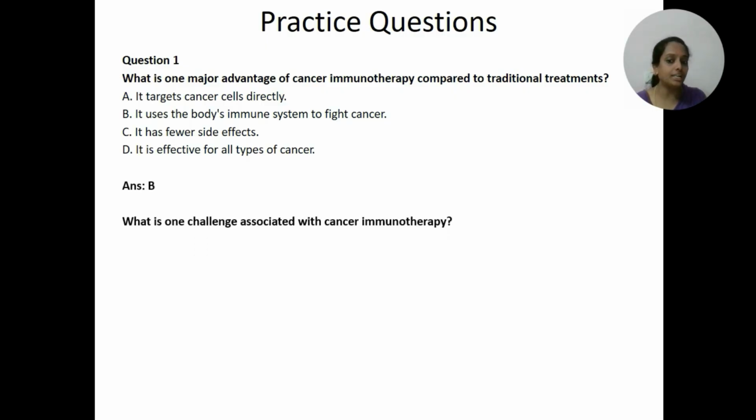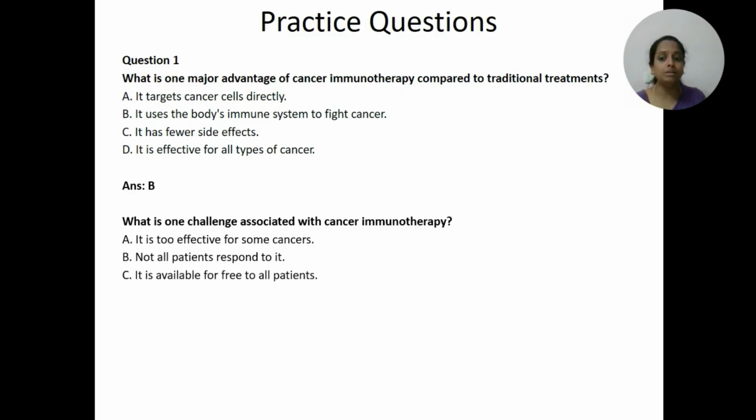What is one challenge associated with cancer immunotherapy? The options are: it is too effective for some cancers, not all patients respond to it, it is available for free to all patients, it is only used in experimental trials. Now, which is the right option here? The correct option is option B.